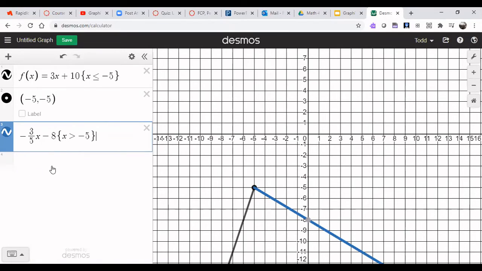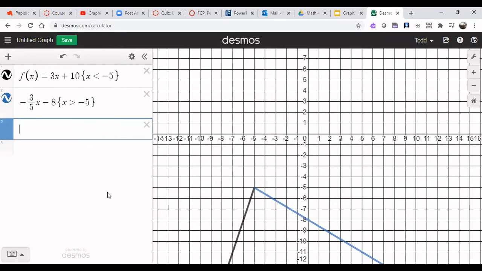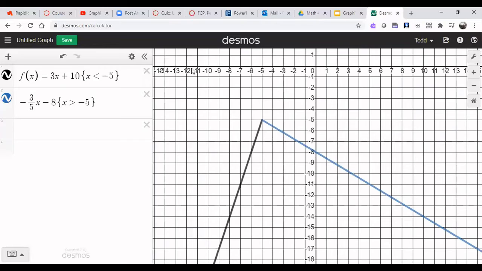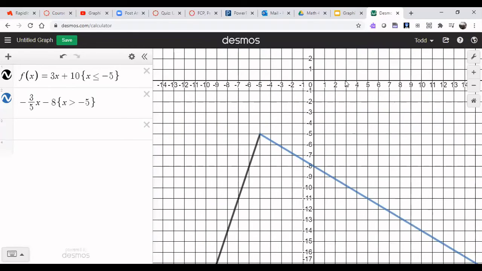So there's no reason to do an open dot there. There's really no reason for this at all. That's a continuous function. There's no question what the value is at -5. It's -5, whichever one you use. When you move these, still try to include the origin in your picture so you can see where it is relative.